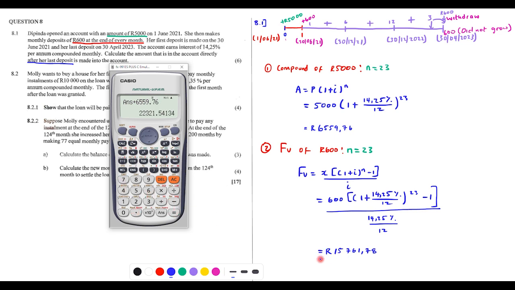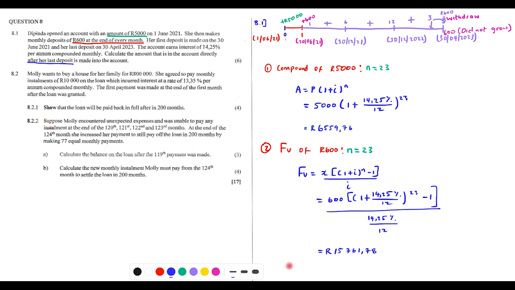So the total is going to be 22,321.54. All right, now how did you achieve this one? So this is basically when you add the compound, which is 6,559.76, and then you add it with 15,761.78. So it gives you that answer, and that's basically how we calculate in general our total amount.